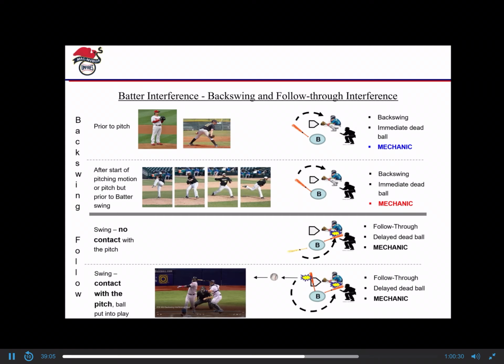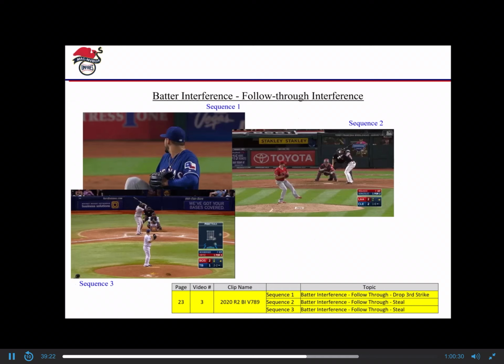The other type of follow-through interference is if the batter actually makes contact with the pitched ball and puts the ball in play, but his follow-through hits the catcher. Again, that will be a delayed dead ball situation. So here are three video clips that are going to give you some good examples of follow-through interference by the batter.